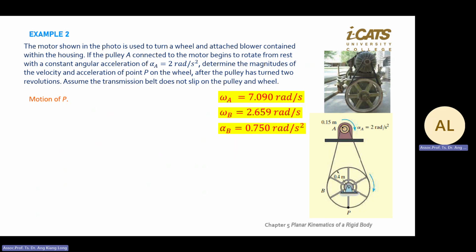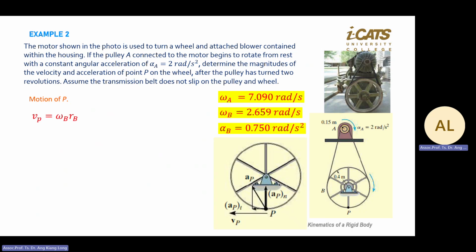So what you do, you go to the diagram. You have AT, you have AN, and this is circular motion. AN equal to V square over rho. V equal to omega R. AT equal to alpha R. So VP equal to omega R. VP means tangent direction velocity.